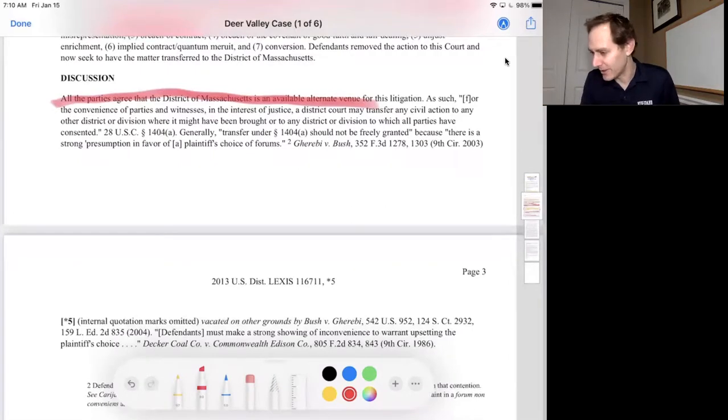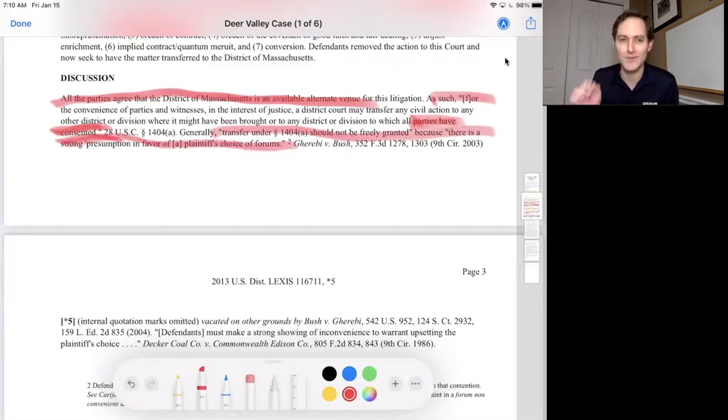In the discussion part I'm reading here, as such, for the convenience of the parties and witnesses and interest of justice, a district court may transfer any civil action to another district or division where it might have been brought, or to any district or division to which all parties have consented. That's a big red flag, because all the parties did consent in the contract. However, transfer should not be freely granted because there's a strong presumption in favor of the plaintiff's choice of forum. Here, the forum would be Idaho, and the plaintiff is Deer Valley. Let's keep it in Idaho.